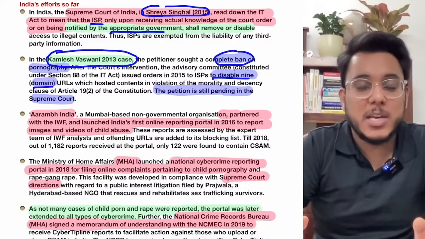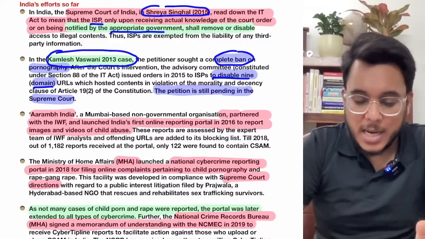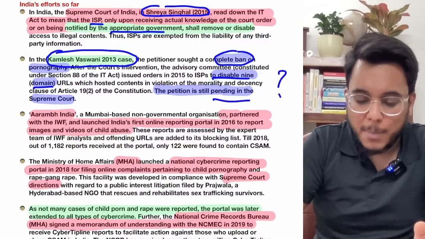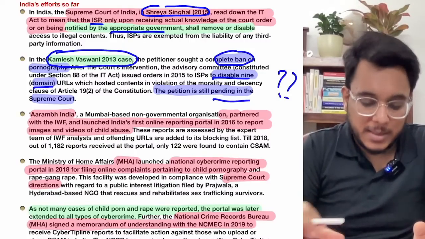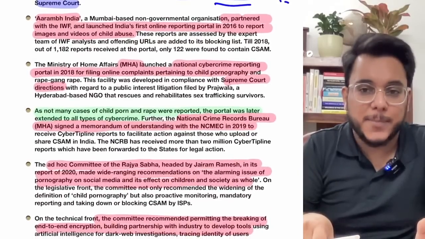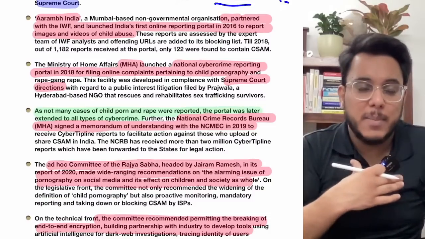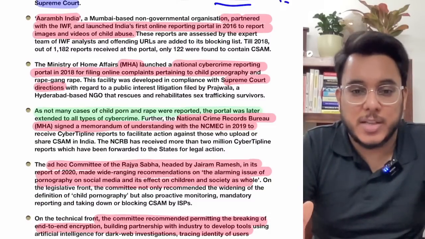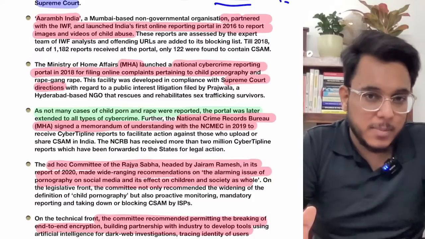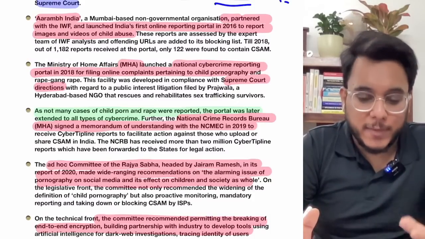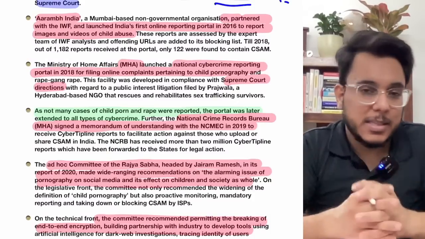Nine domains, nine URLs were to be disabled, but up till now this petition is pending. Up till now, a final decision has not come in this particular direction. Actually, it was said that under Article 19, though freedoms have been mentioned, there is also the reasonable restriction, and therefore using the reasonable restrictions, these pornographies need to be banned.